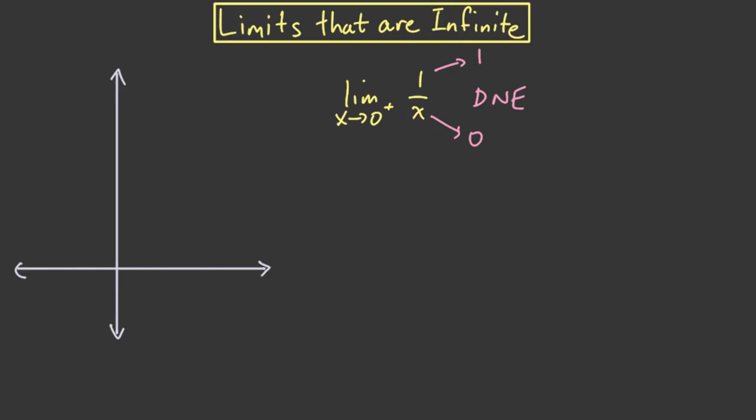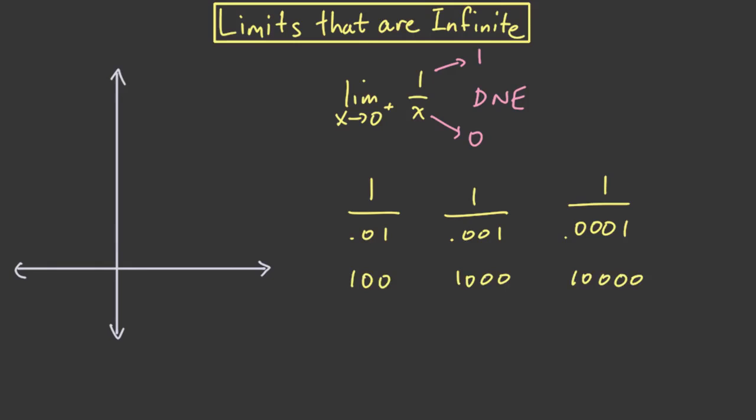So let's investigate. Our numerator is always 1, and as x approaches 0 from the right, the denominator is positive and getting really, really small. So we're going to get things like 1 over 0.01, 1 over 0.001, 1 over 0.0001, etc. And these fractions are 100, 1,000, 10,000. So as x is going to 0 from the right, 1 over x is blowing up.